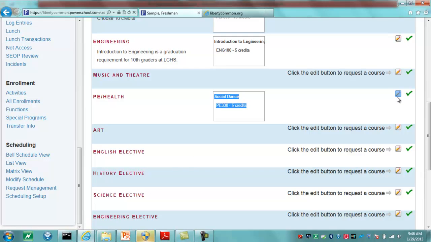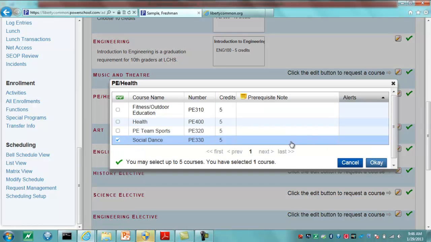Under PE and Health, we have a couple options that are new here. Social Dance is the newest option for a class, if you're interested in taking that. Outdoor Fitness has become just a 1-period class. It used to be a 2-period class, which made it difficult to schedule for some people. It's now a 1-period class during 8th hour, but it will flow into 9th period as well on some days. So just know that you are committing to being here through 3:15 if you sign up for fitness and outdoor education.